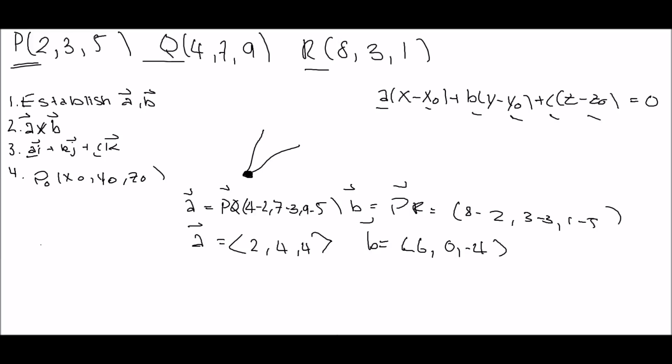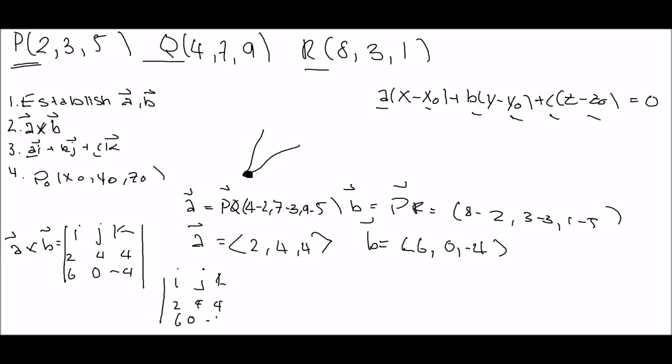Okay, so now let's find the cross product between these two. A cross B is equal to I, J, K, 2, 4, 4, and 6, 0, negative 4. Okay, perfect. So let's do the expansion form. I, J, K, 2, 4, 4, 6, 0, negative 4.